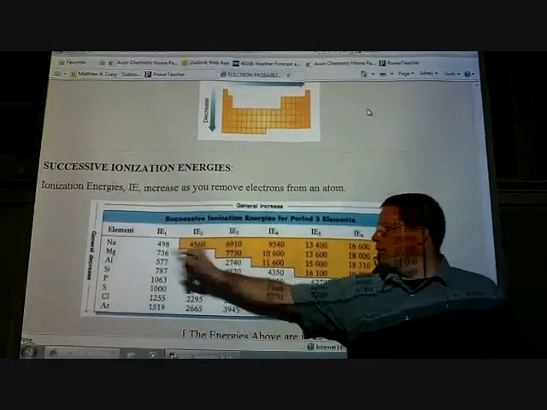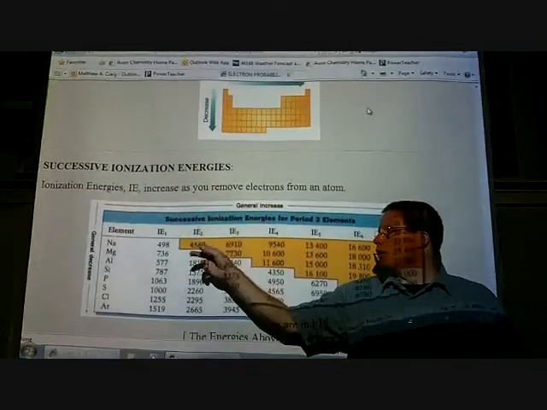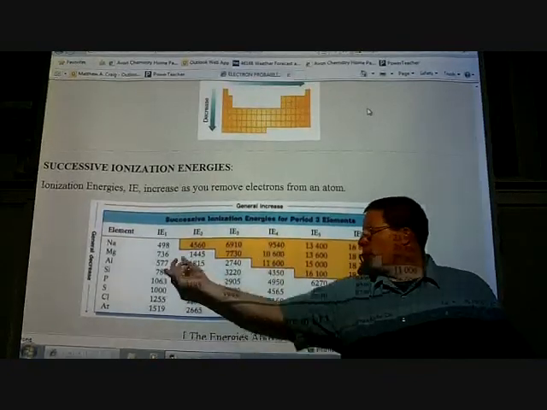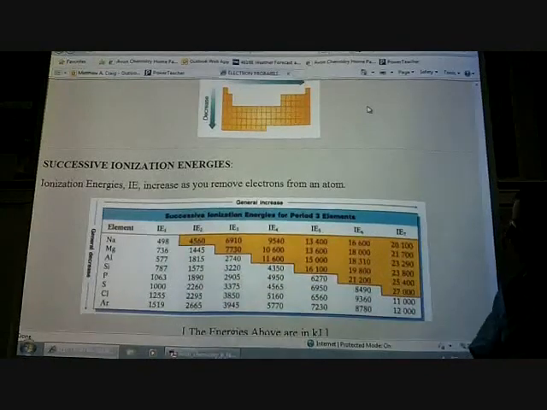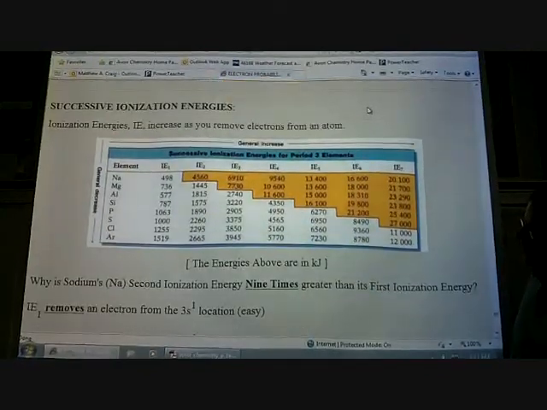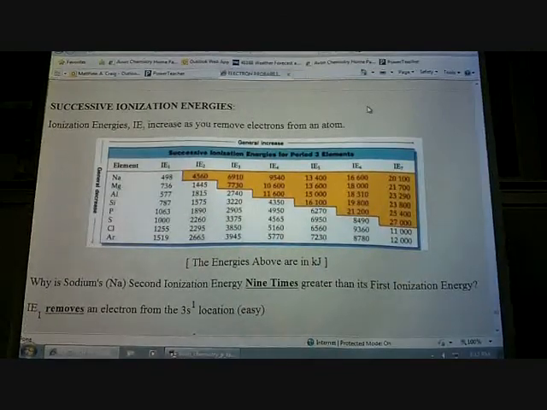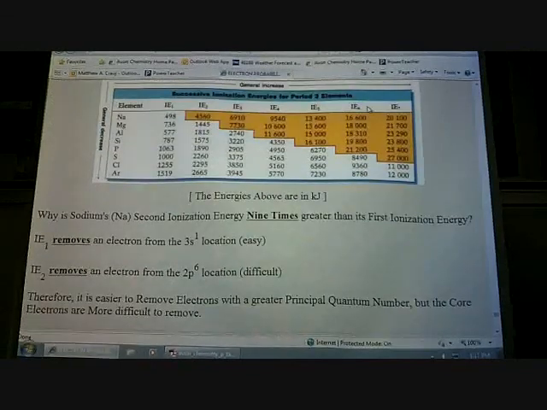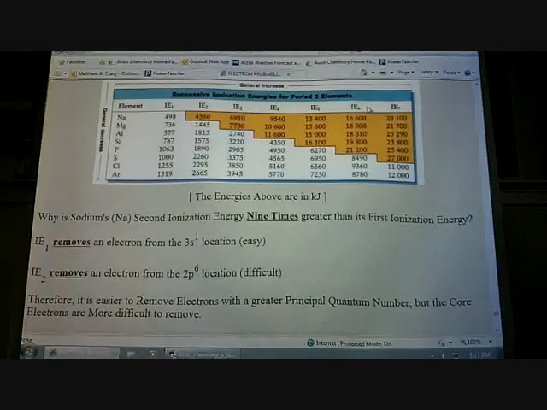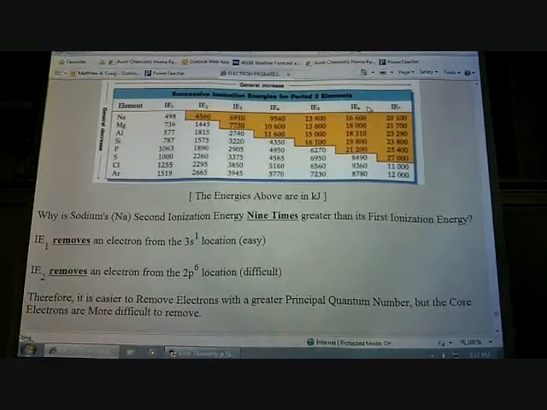So, sodium, group 1A, here's the one electron, take it away. You start taking away the other ones, now it's putting up a fight. It's not going to be happy. Same thing with the other elements along the row there. And I'll give you an example here in a moment. And I put on here 9 times greater, but really 4 times greater.